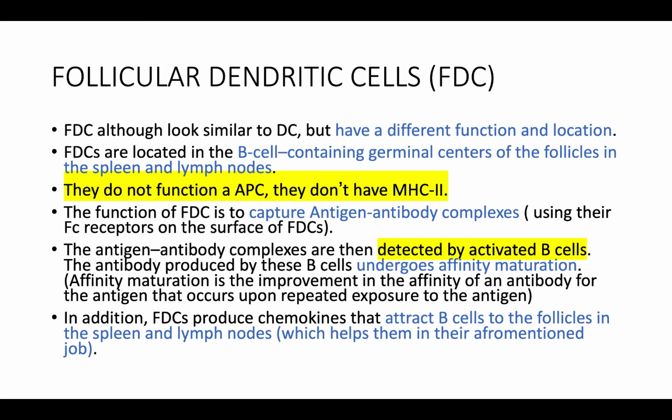So follicular dendritic cells, that's their job, is to capture these complexes. They have an FC receptor and they grab any antigen antibody complex, and then they take them up and engulf them. So the antigen antibody complex is then detected by these activated B cells, and the antibody produced by these cells undergoes what is called affinity maturation. So they take these complexes, we don't want them to precipitate, but then I use them for something else.